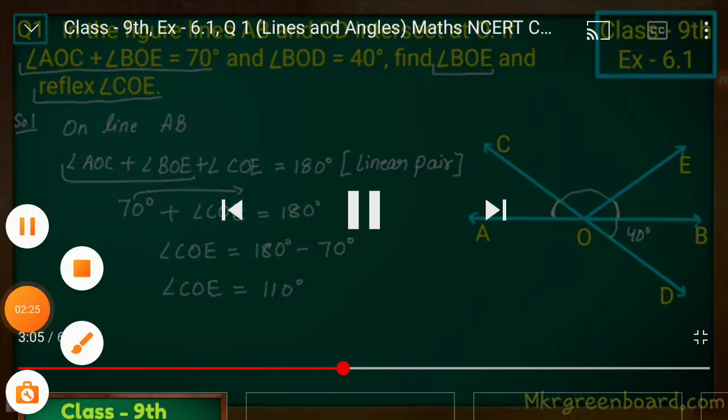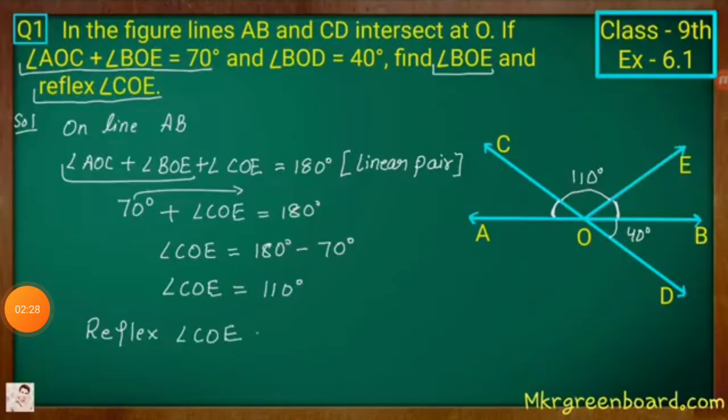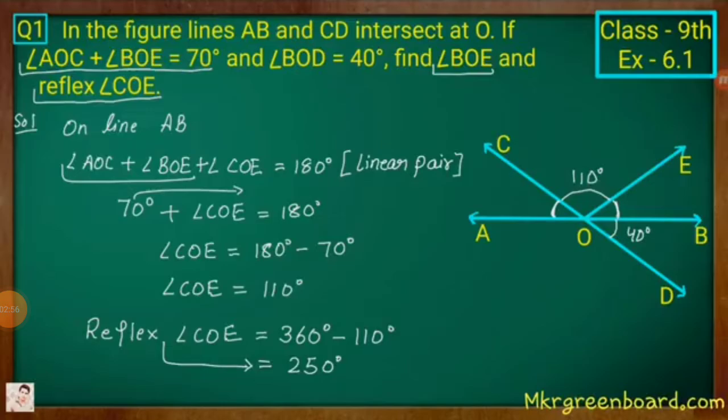Next. Reflex angle COE equals, reflex angle means 360 minus 110 degrees. In the question, reflex angle COE is asked. That's why we should do the subtraction, 360 minus 110, which is 250 degrees. Next, another angle is there, BOE.